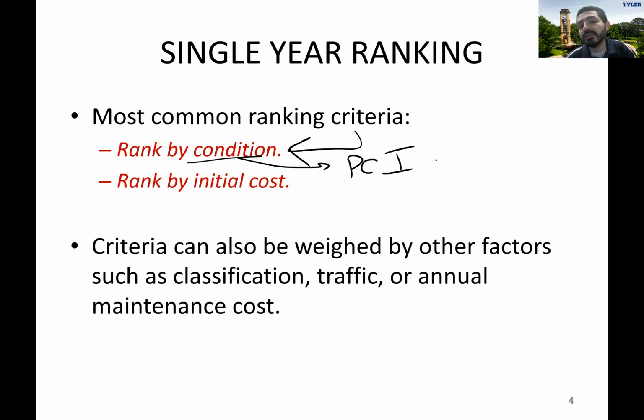Besides these two, the condition and the initial cost, the criteria can also be weighted by other factors, such as the classification of that roadway. Are we talking about an interstate or a collector or a local street? It can also depend heavily on the traffic. Is this project handling heavy traffic, and therefore I may need to put more priority on that roadway compared to another section that has less traffic? Or sometimes it boils down to the annual maintenance cost.